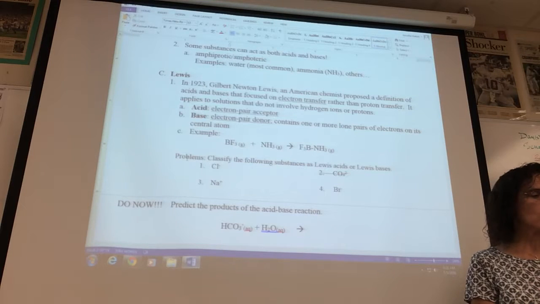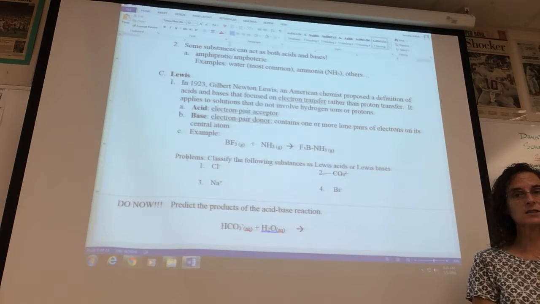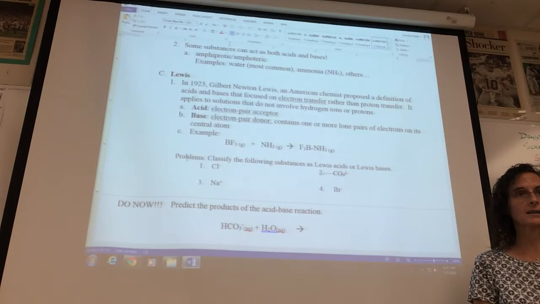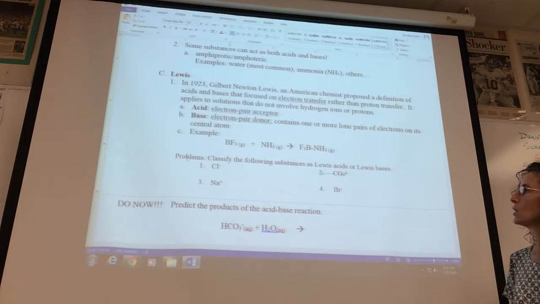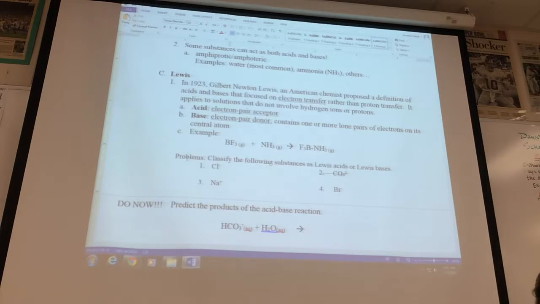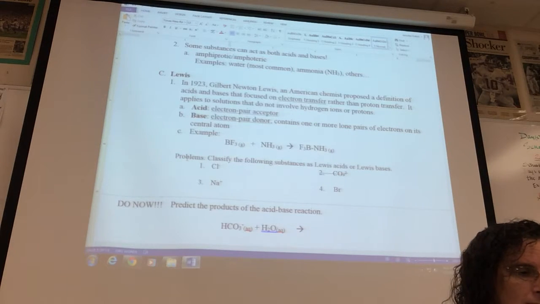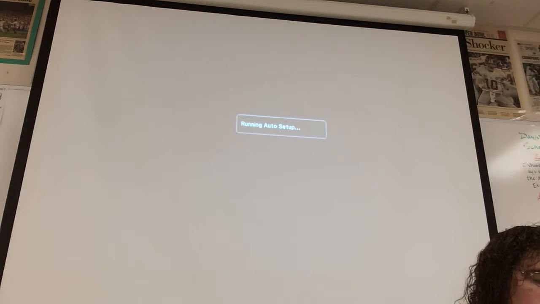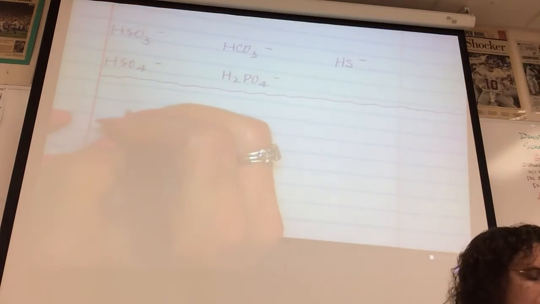In order to donate an electron pair, the substance must have at least one lone pair of electrons on its central atom. Otherwise, it has nothing to donate. So what we're looking at here is a good review of drawing compounds, and I think it's actually a shame that your semester exam is a semester exam rather than a year-long exam, because when you actually put everything together, it just makes so much more sense.